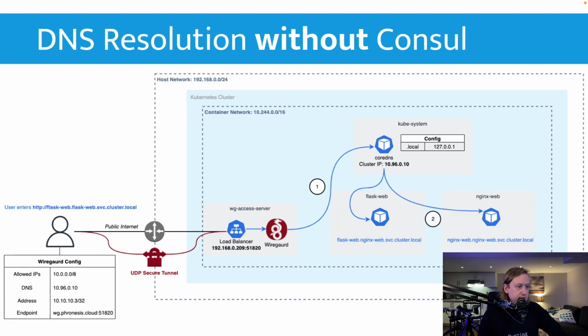So if we take a look quickly at how we resolve DNS without Consul, you'll see that step 1 is first I have my DNS set to 10.96.0.10 in the bottom left, which matches the cluster IP of CoreDNS. And then I have traffic coming in through that load balancer to the WireGuard pod saying, hey, where's flash-web-web.svc.cluster.local? It says, okay, that's right here at where number 2 is, and it returns the web page. That's how it would work.